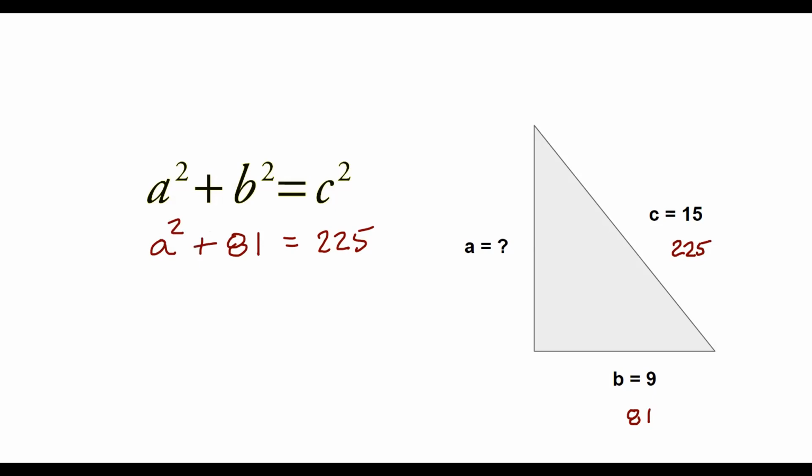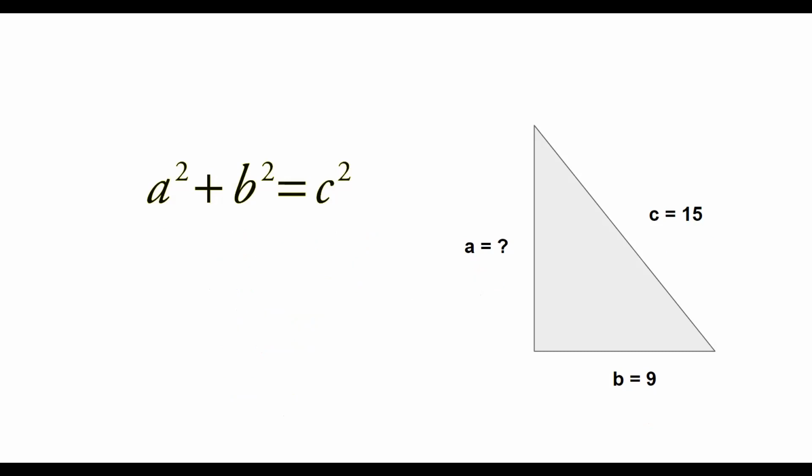So we have to do a little bit of algebra here. Let's subtract 81 from both sides. This is kind of a two-step equation here. That's going to cancel this out. And it's going to leave us with A squared is equal to 225 minus 81, 144. Now, we don't want to know A squared. We want to know A. So we need to do that thing where we take the square root of both sides. A is equal to the square root of 144, which is 12. Our missing side had a length of 12.